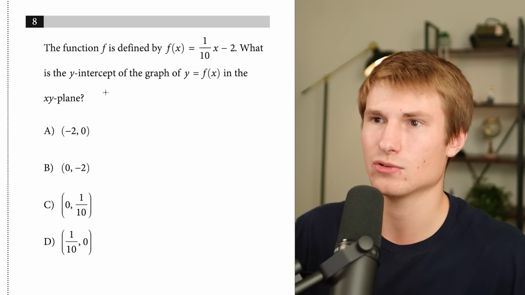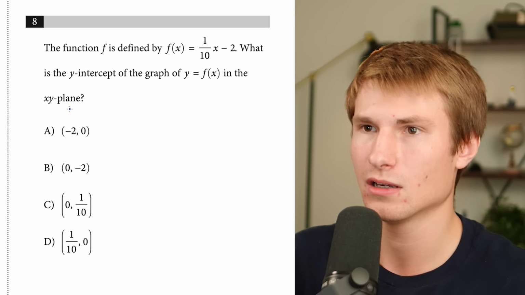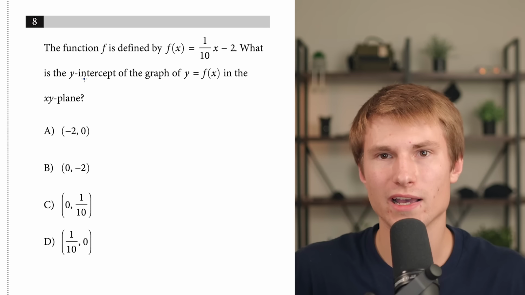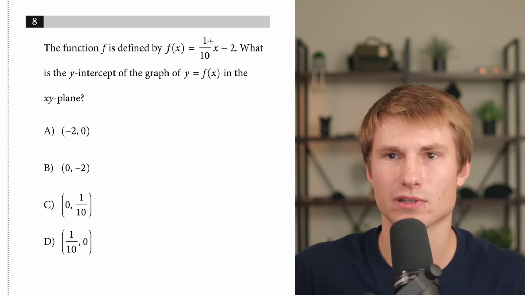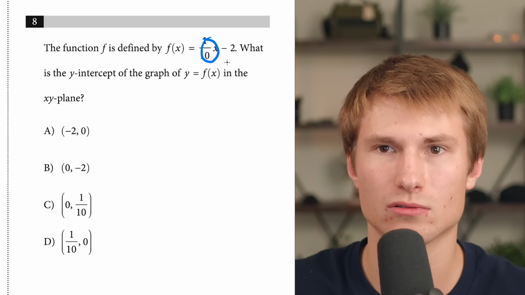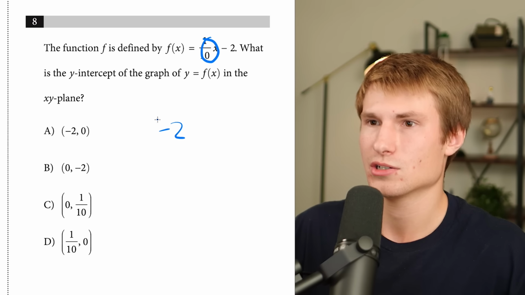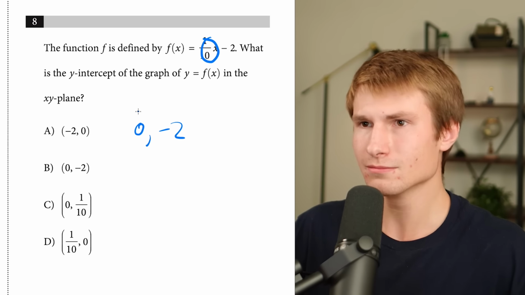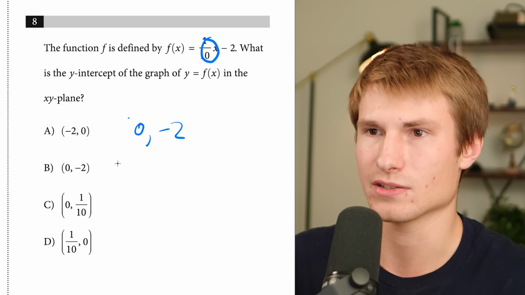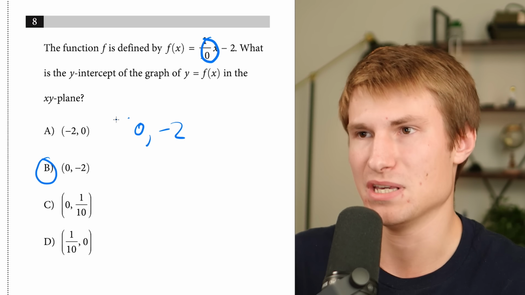Moving on to question 8, we've got function f is defined by f of x equals 1/10 x minus 2. What is the y-intercept of the graph y equals f of x in the xy plane? All right, so y-intercept we know is where x is 0. So 1/10 times 0 is going to be 0. 0 minus 2 is going to leave us with a value of -2. So we have 0 and -2 as our answer there, so that'd be answer choice B.